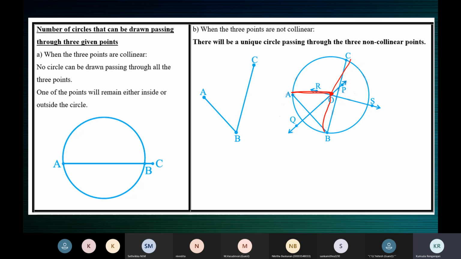So with O as center and OA, OB or OC as radius, draw the circle. You will see that the circle will pass through A, B and C. And that's the only circle that can be drawn passing through A, B and C.